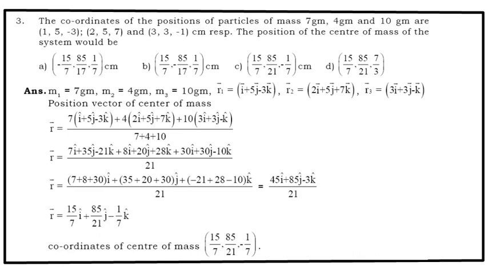Now again formula you have R bar is equal to M1 R1 bar plus M2 R2 bar plus M3 R3 bar upon M1 plus M2 plus M3. Substitute all values in the formula, you get the answer. R bar is equal to 15 by 7 i cap, 85 by 21 j cap minus 1 by 7 k cap. Now, if this is the position vector, then what are the coordinates of the center of mass? Come on, simple. What is it? X coordinate is 15 by 7, its y coordinate is 85 by 21 and its z coordinate is minus 1 by 7.